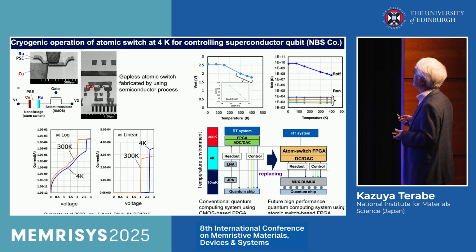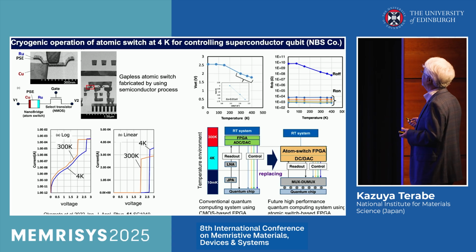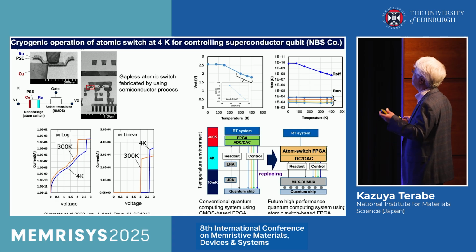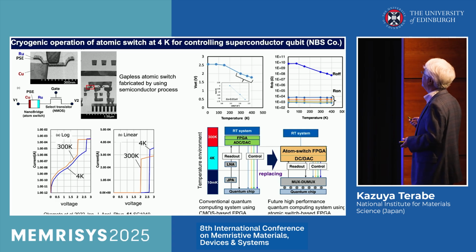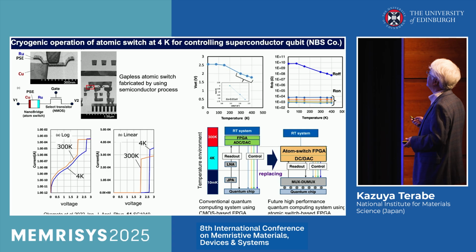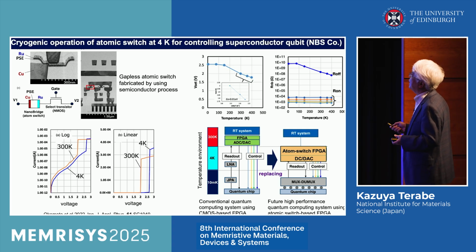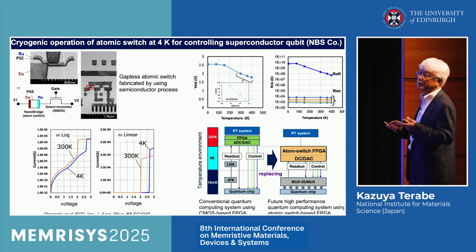And also this is on and off resistance change during the temperature changing. This is 400 Kelvin, and this is 4 Kelvin. So on resistance is almost the same. And also the off resistance changes a little, but not so much. So it shows atomic switch is very suitable for the low temperature switching devices.